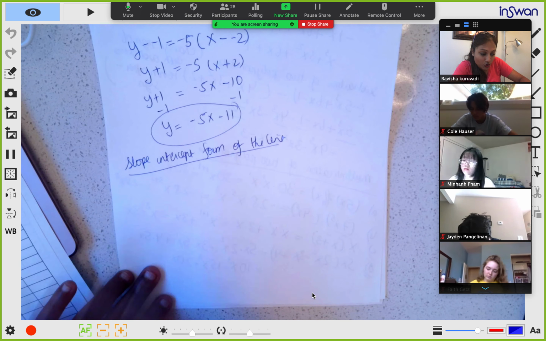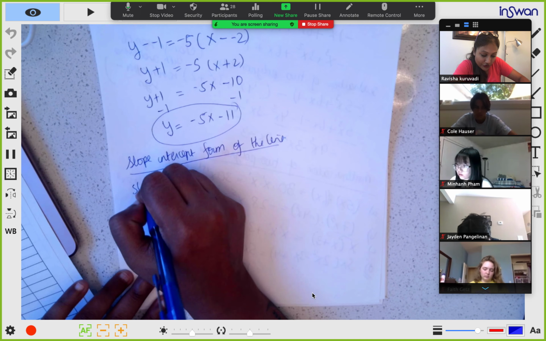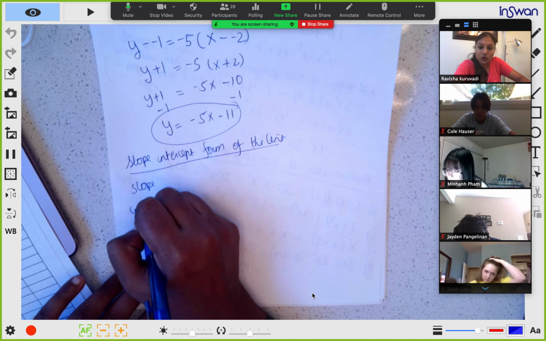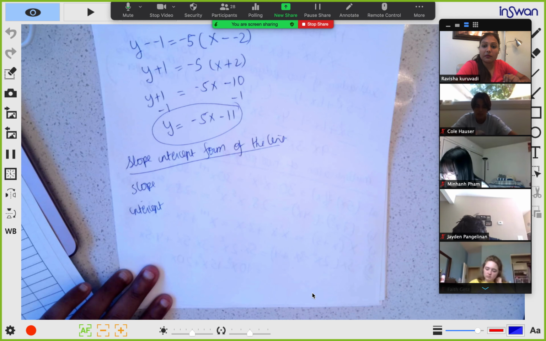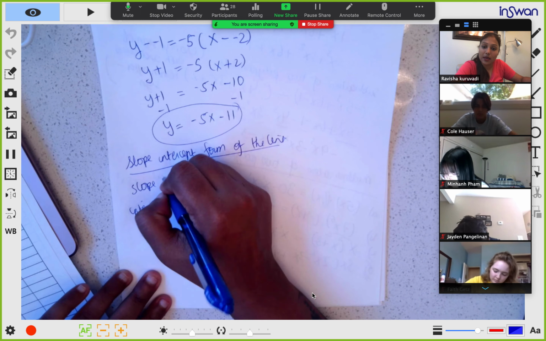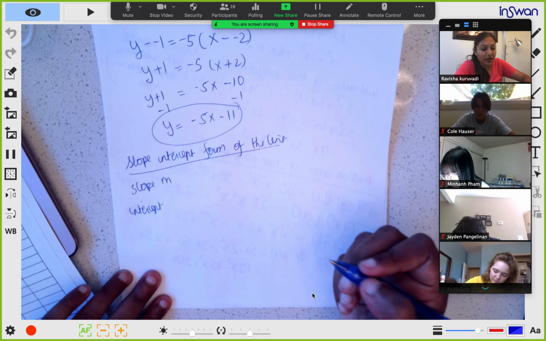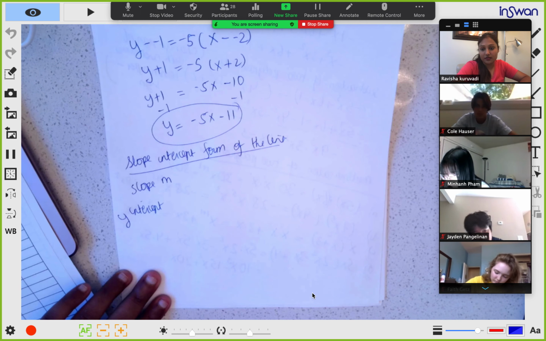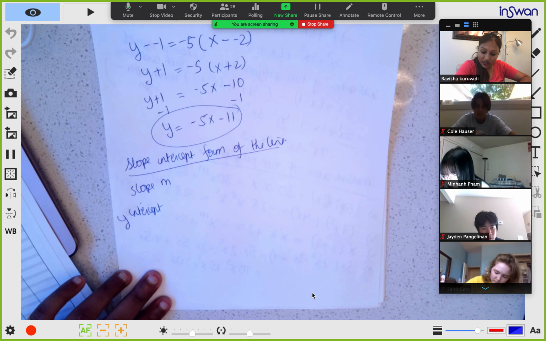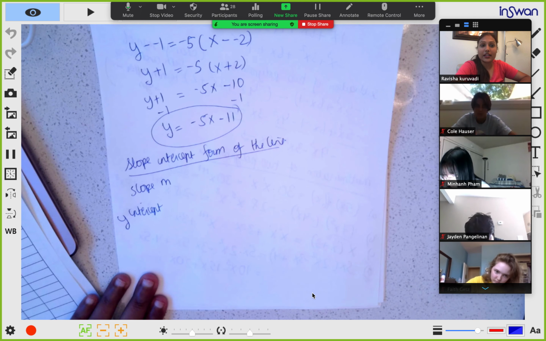That tells you slope and intercept. So you would need two things to find the slope intercept form of the line: slope and intercept. Slope means basically they're asking you m, and by intercept they basically mean y-intercept. Okay. Can anyone tell me what is y-intercept?